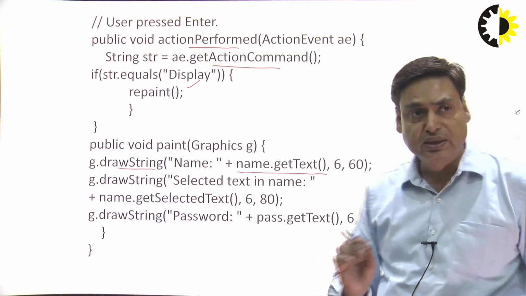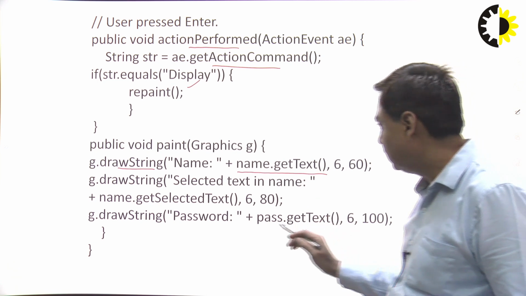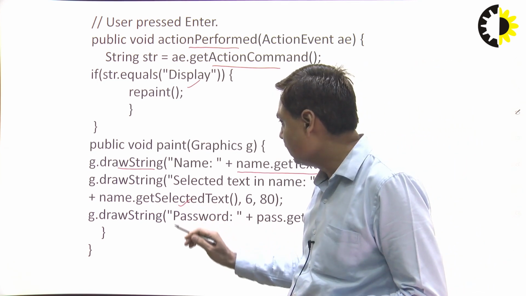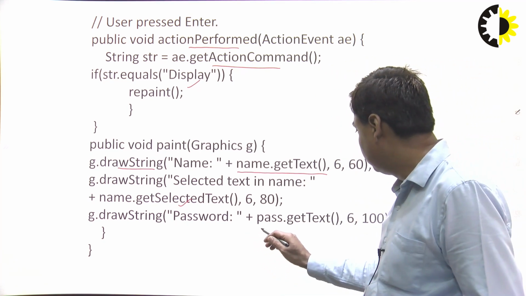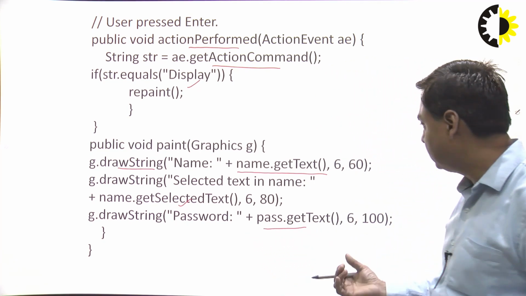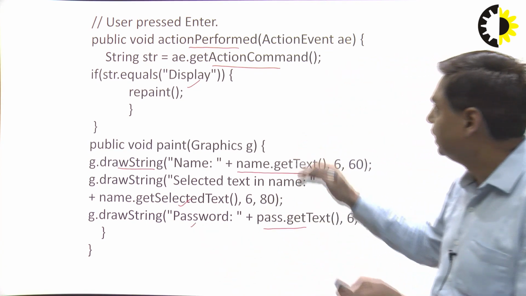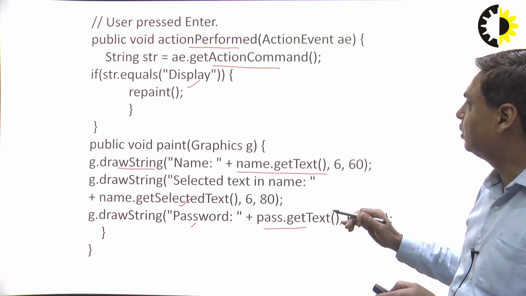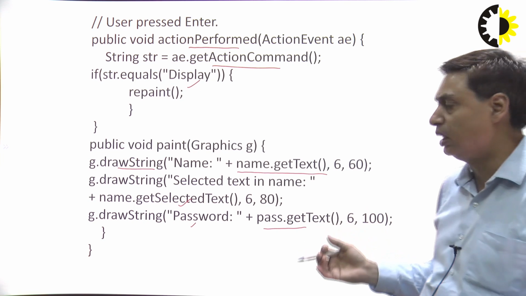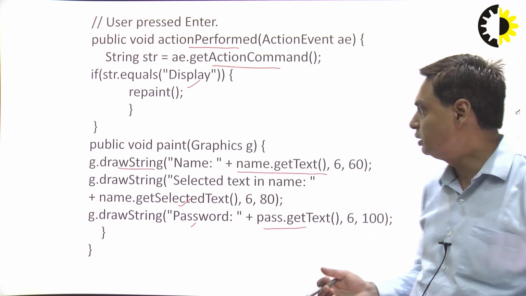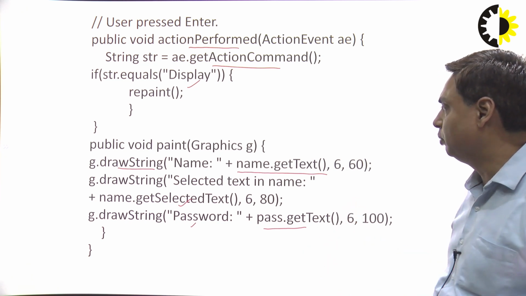Similarly, you can select a particular text also. If you select some text, it will collect the selected text and display it on the applet. And whatever password you type, it will collect the password and display the password also. So in this program, basically we are focusing on the display button. When we click on the display button, whatever has happened in the text boxes will be captured with the help of the drawstring and will be displayed on the applet.